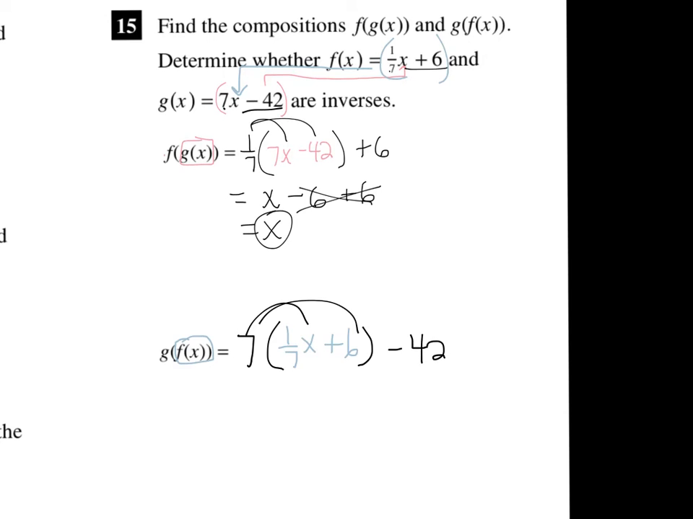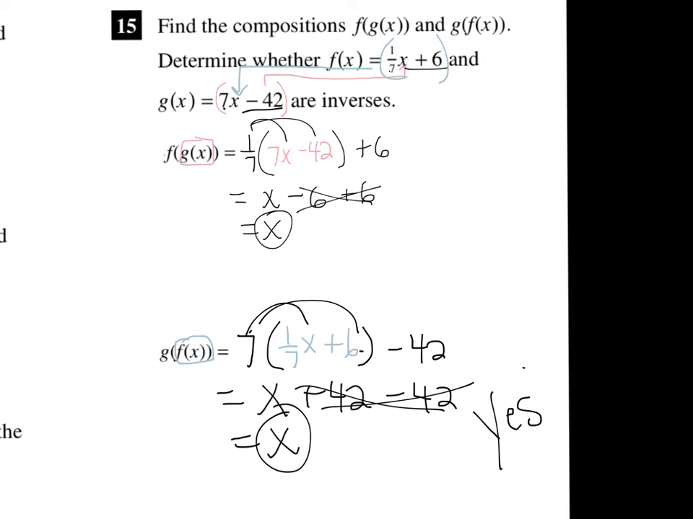So we distribute. 1/7 times 7 is 1. 7 times 6 is 42, minus 42. Those cancel out, and we get x. So we got x for both of them. So our final answer here, again, is yes.